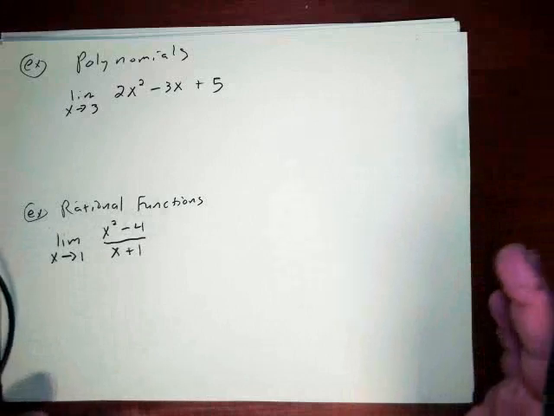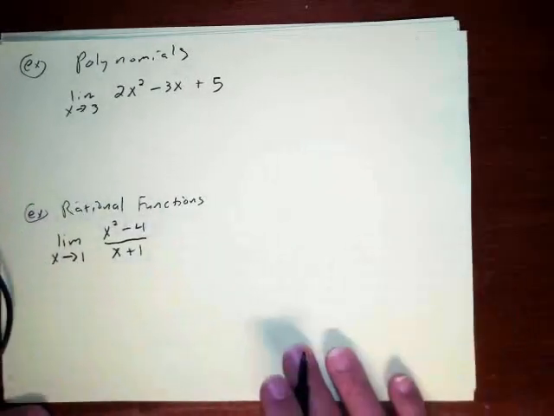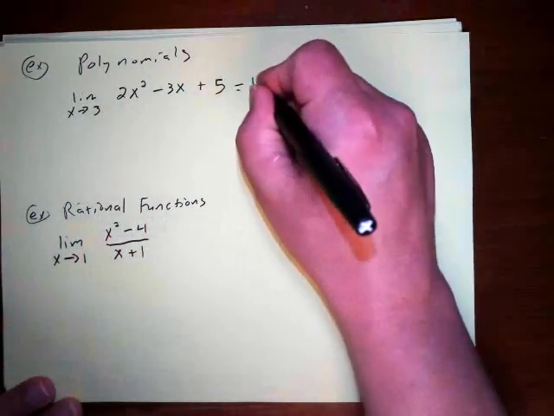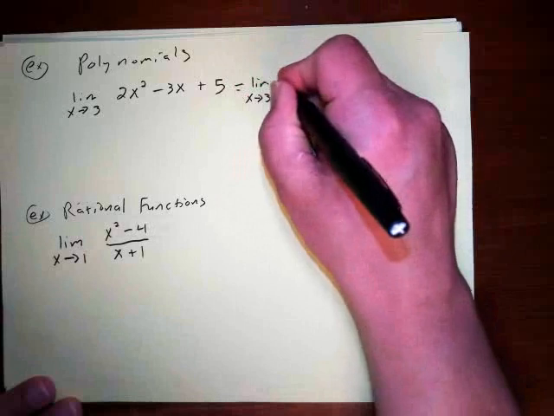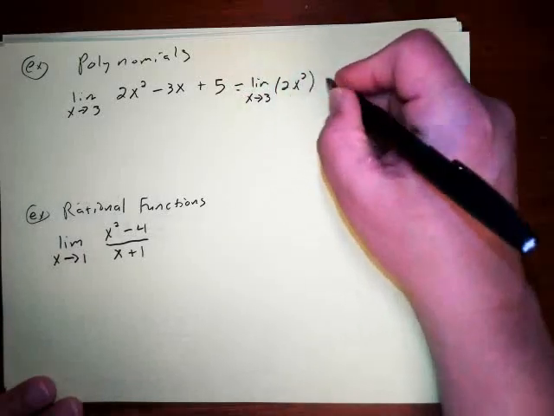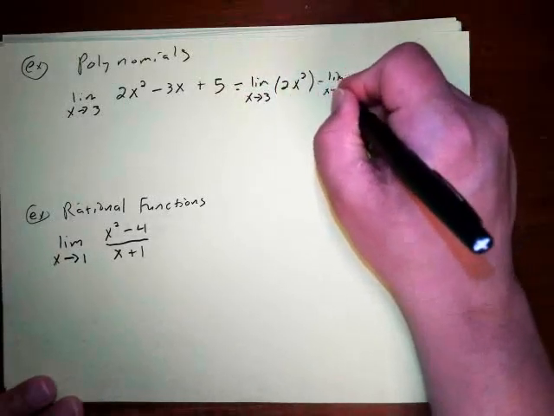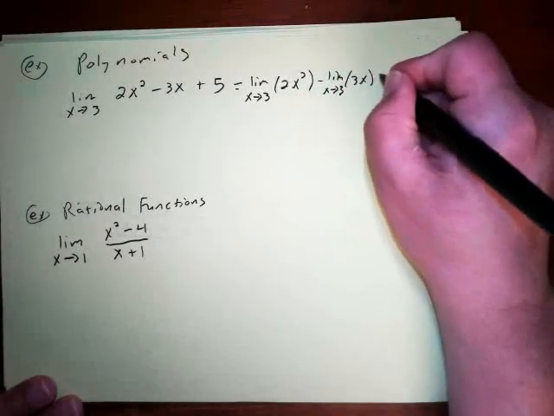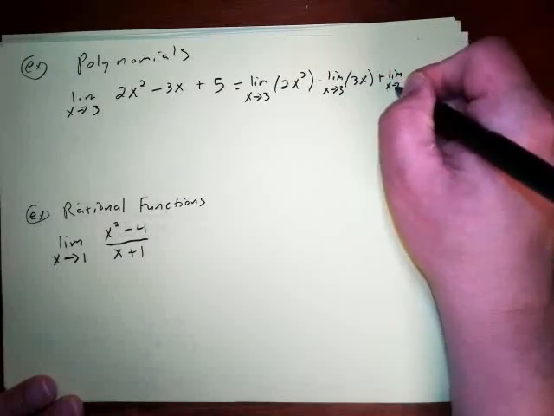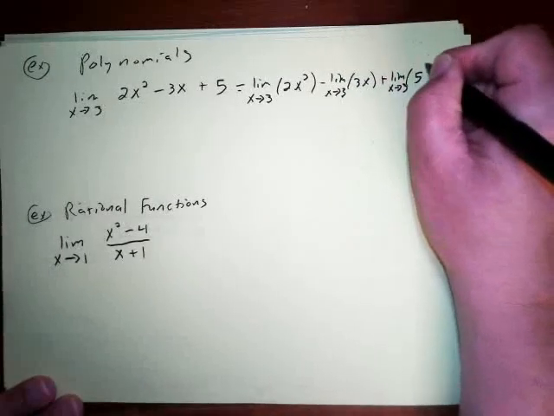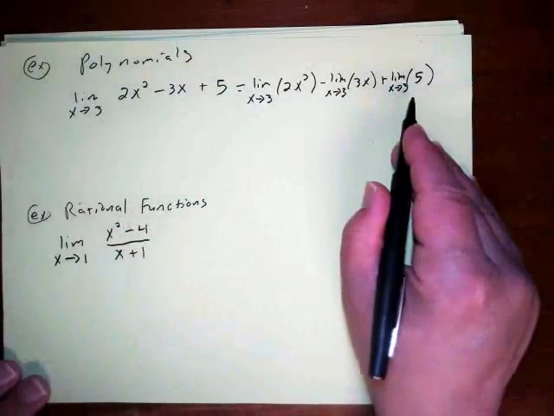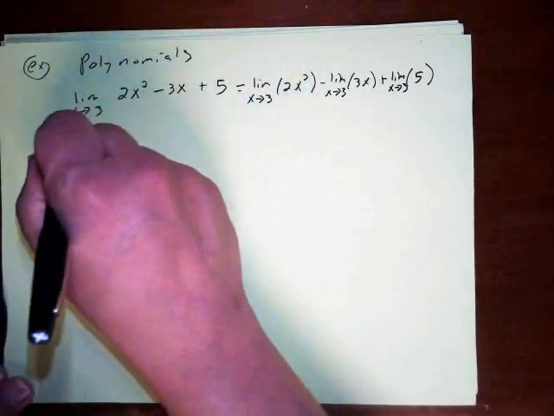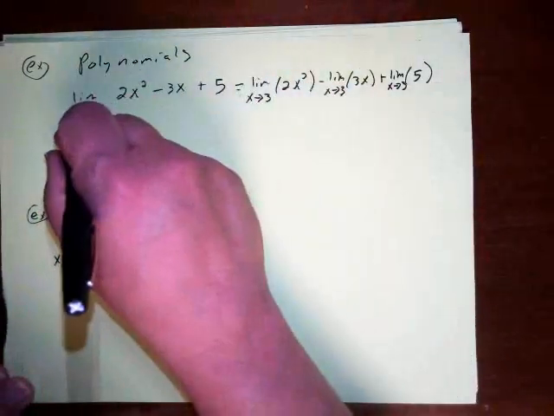And let me show you just the logic here. Not that you would need to write this out every time like this, but this helps you see the logic. So if I have this, I could rewrite it as the limit as x approaches 3 of 2x squared, minus the limit as x approaches 3 of 3x, plus the limit as x approaches 3 of 5. So I'm just splitting those up. That's the sum difference rule. Now I can do a constant multiple rule here, so I'm going to pull out the constant multiples.